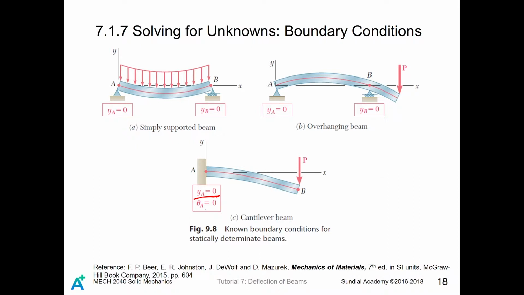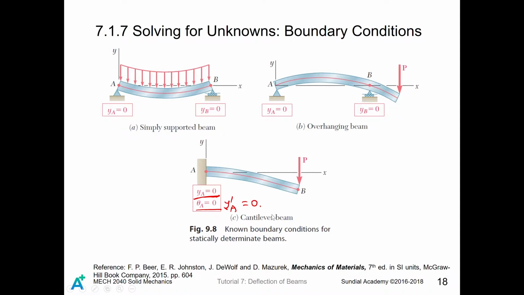Another thing is that we assume there is no angle of rotation in the fixed end. So y prime also equals 0, because theta, the angle of rotation, equals y prime, the first derivative of the deflection curve.